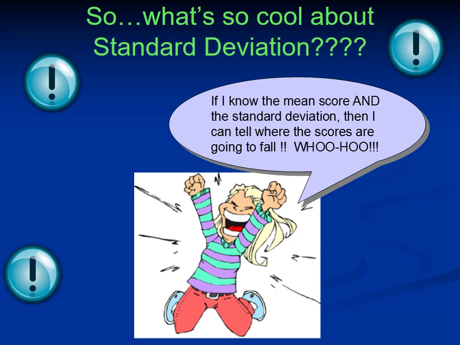But the even cooler thing about standard deviation, and the important thing to come away from this class knowing, is that if we know the mean score in a sample data set, and we know the standard deviation, then we can tell where the scores are going to fall around the mean of that data set.